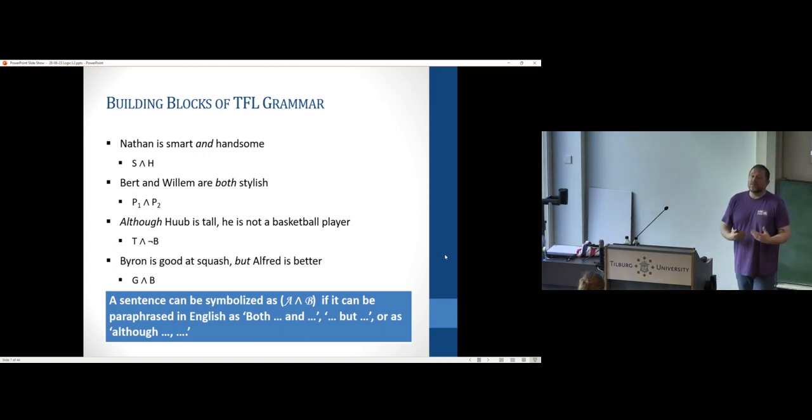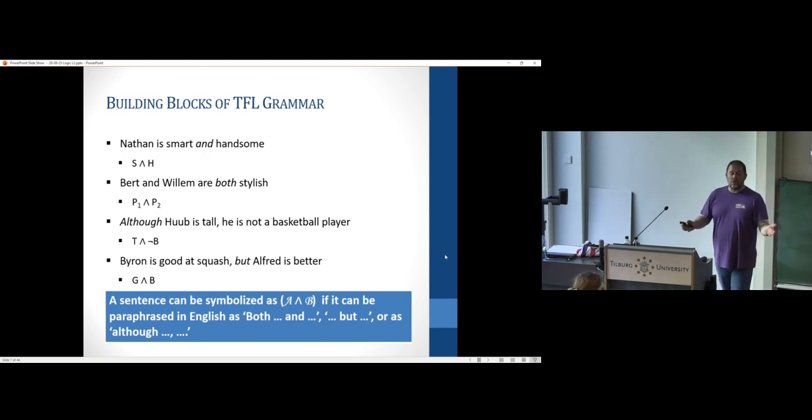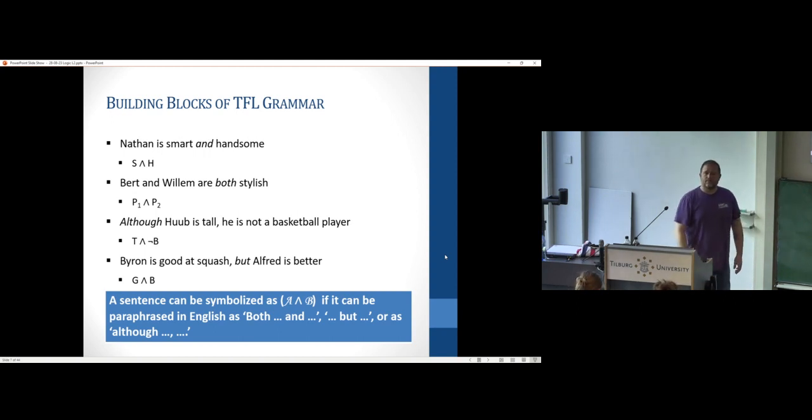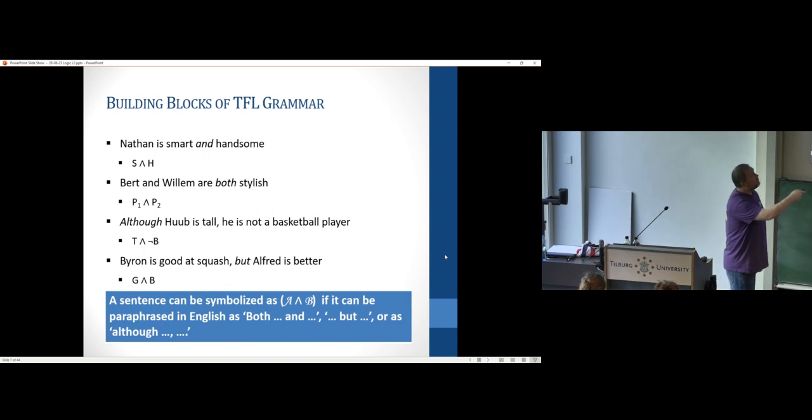Mentioned it already, but this is making it explicit. When we put these things in, it doesn't always have to just be atoms. The things that we're connecting can also be complex sentences. So we have Hoob is tall, and it's not the case that Hoob is a basketball player. That's a way for us to symbolize this. And then lastly, we have Byron's good at squash, but Alfred is better at squash. Byron's good, Alfred is better.